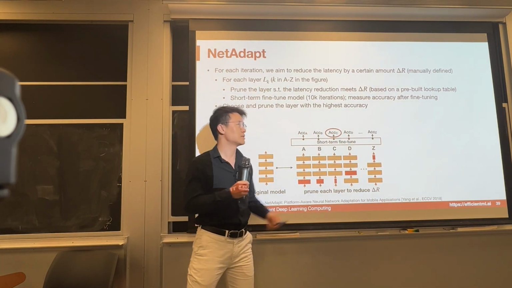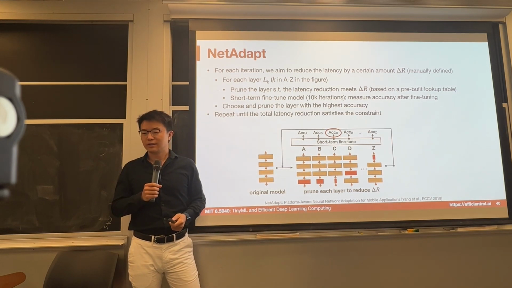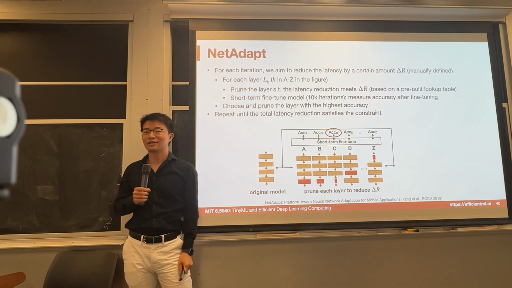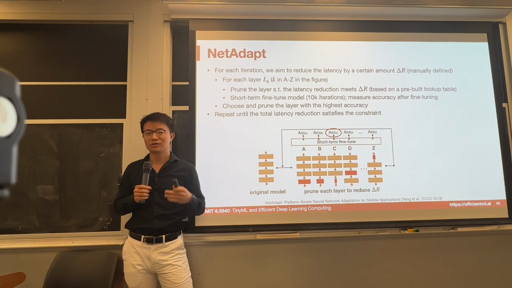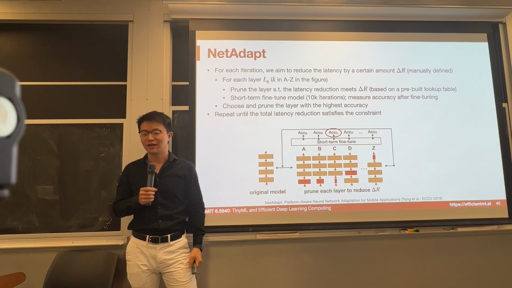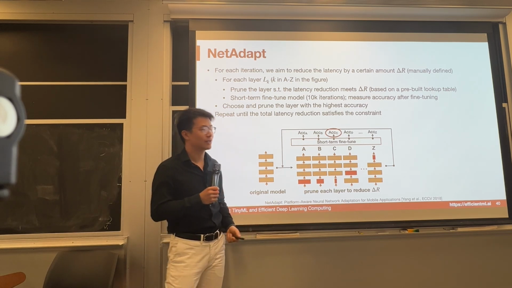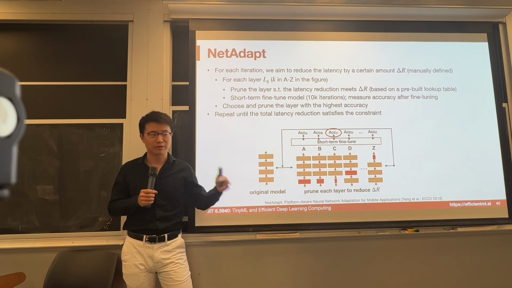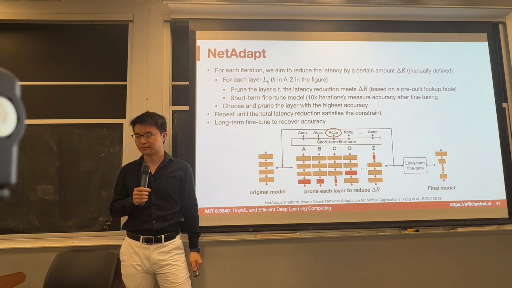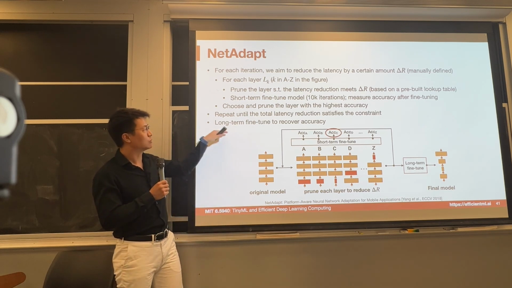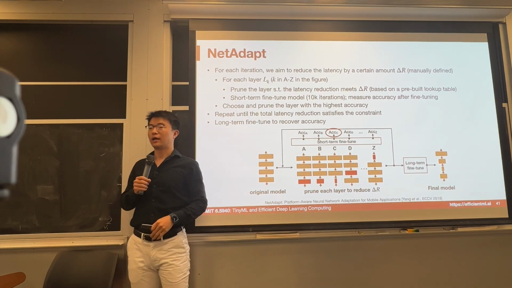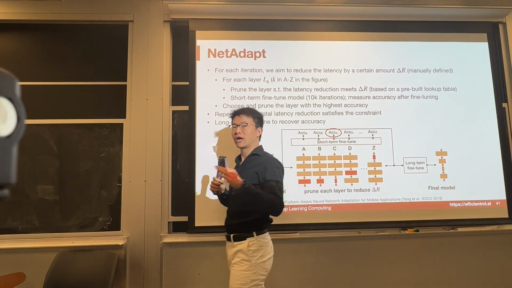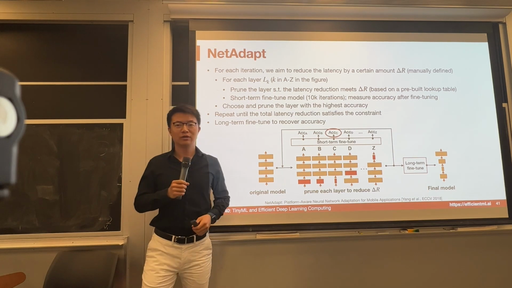Suppose this is the layer we choose. And then we can repeat. We give another 1 millisecond latency reduction from 9 milliseconds to 8 milliseconds, right? And then we repeat this process to find the next layer to prune and how much we need to prune, and repeat this process. Finally, we do a long-term fine-tune. Since now we find the final model, we do the long-term fine-tune to recover the accuracy and get the final small model.